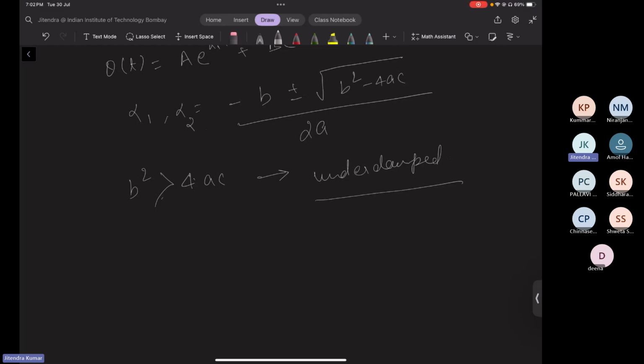So what will be the condition? If you are getting it, what will be the condition for critically damped? In terms of b square and 4ac, will it be higher, lower, or equal to each other? Equal to, right? Great. B square is equal to 4ac, then it will be critically damped. And if B square is less than 4ac, then it will be overdamped.